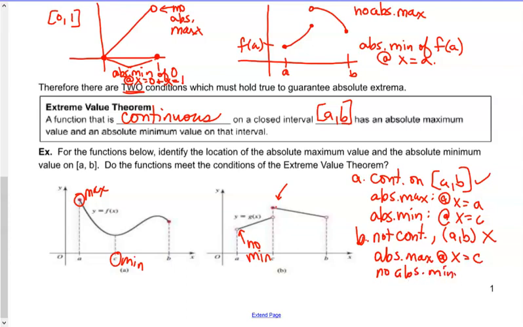So again, the guarantee to have both means that I'm continuous on a closed interval. I am guaranteed to have both an absolute max and an absolute min, possibly more of the same. I mean, it could have two absolute maxes or two absolute mins or more if they are the same. But if those two things do not hold true, you cannot guarantee an absolute max and an absolute min, like what we have here in part B.